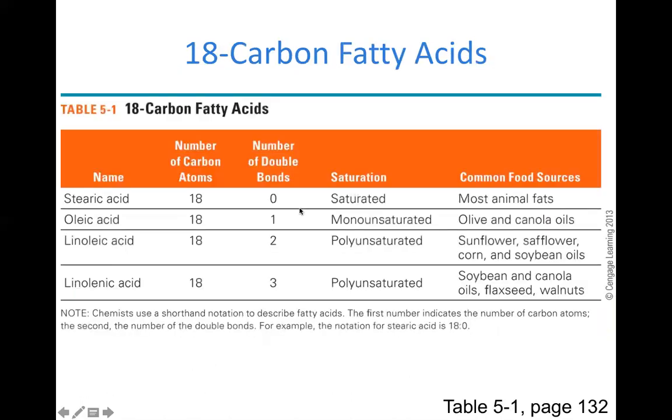So these are some examples of foods that we eat. So animal fats generally have 18 carbons, and those are considered to be saturated fats. We're going to talk about the difference between saturated, monounsaturated, polyunsaturated fats coming up. Olive and canola oil also have 18 carbons. Sunflower, safflower, corn, flaxseed, and walnut also have 18 carbons in their fatty acid chains.